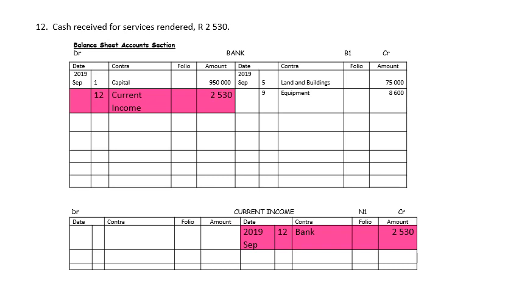The next transaction, cash received for services rendered. We are receiving money, which means that our money will increase. If the money increases, it means the money in the bank is going to increase. Bank being an asset increases on the debit side. It will decrease on the credit side. On the 12th, we received money for current income, 2530.